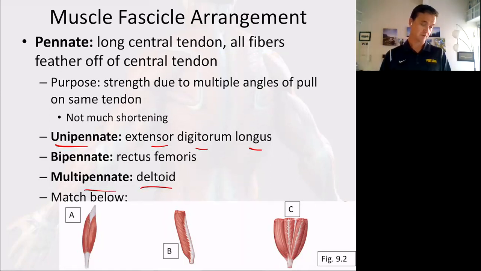Okay, so take a second, pause it, see if you can match up those three below. Okay, hopefully you did that. So B is our first one. That's unipennate. We can see all the muscle fibers coming off in just one direction. Okay, bipennate, you see here is A, rectus femoris, and then C is our deltoid.